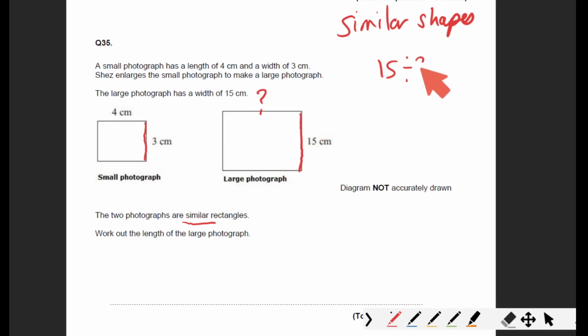15 divided by 3 is 5. It's 5 times as big. The right side, this large one is 5 times as big. So remember the scale factor is 5. The scale factor is 5. So 4 times 5 gives you 20 centimeters. That's a very simple similar shaped question.